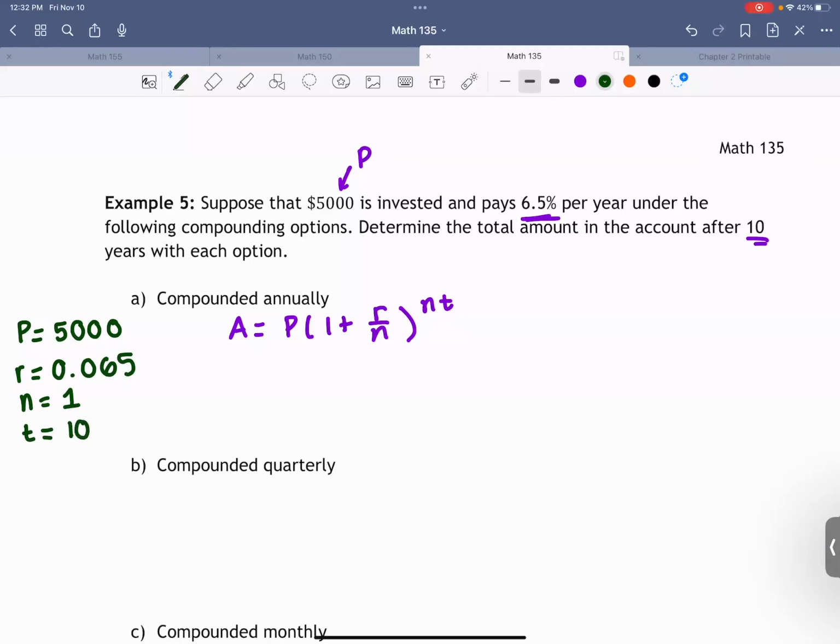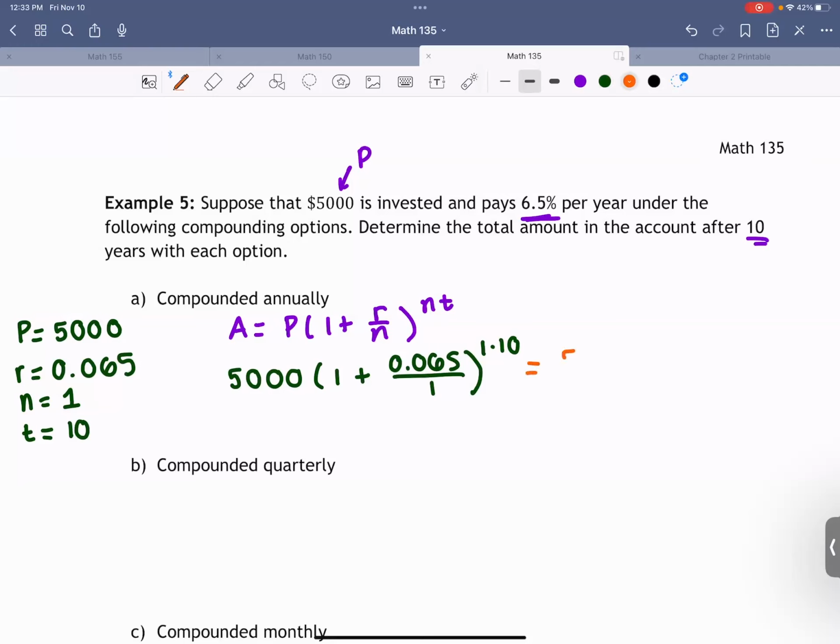Okay. Once you have this written out, this question is so easy. You just plug in, right? So P is 5,000. Okay. 1 plus 0.065 over 1 to the 1 times 10 power. Okay. So literally all you have to do is figure out what this number is. Now, I like to take this step by step, okay? Personally, I like to go in the parentheses first, write down that number, and then raise it to the power.